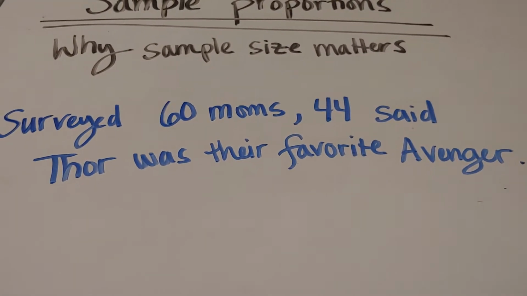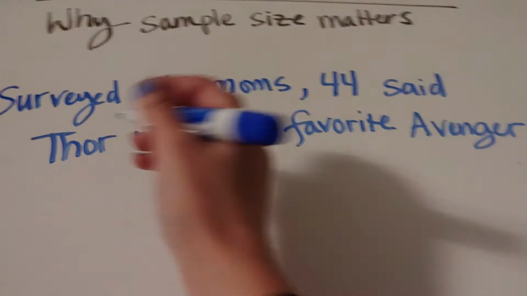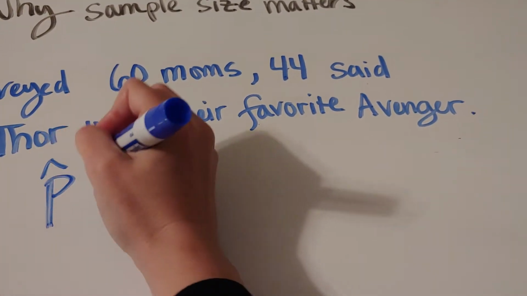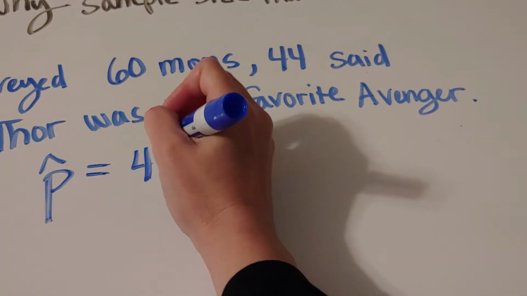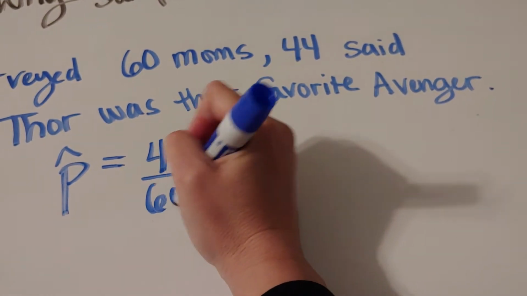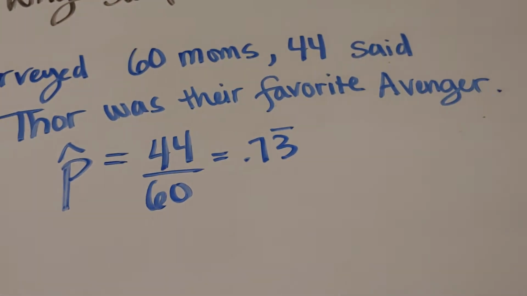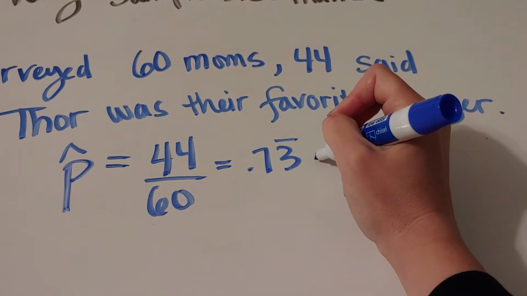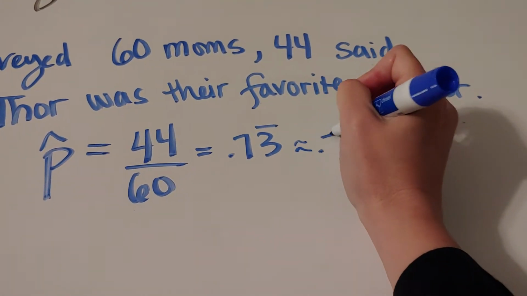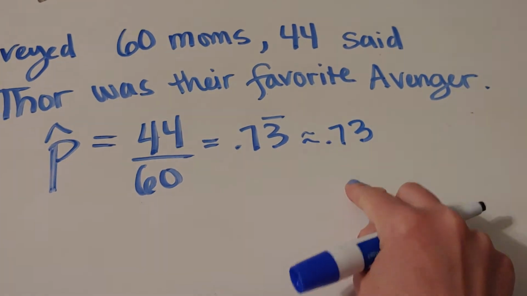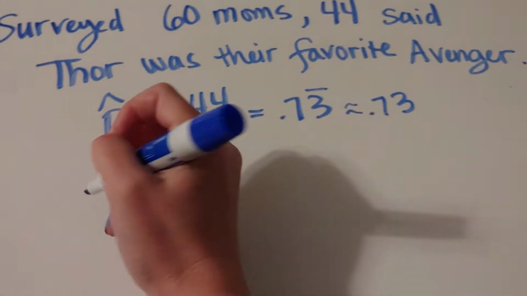Okay, so if I wanted to find p hat, I would take 44, I divide it by 60, and you end up getting 0.7 with repeating 3. So if you guys are okay with this, we're just going to go ahead and round it to 0.73. Okay. More importantly, what I really want to look at is the standard error.